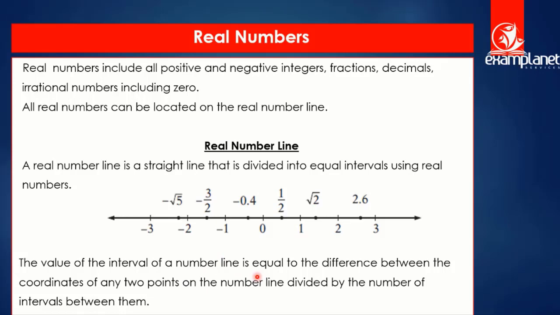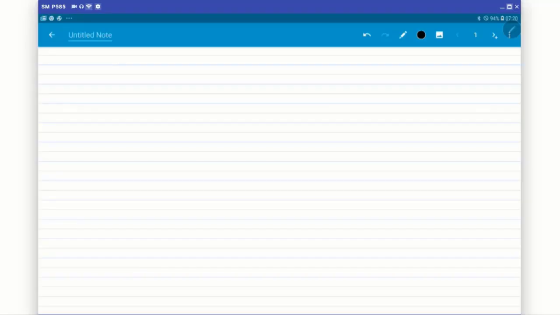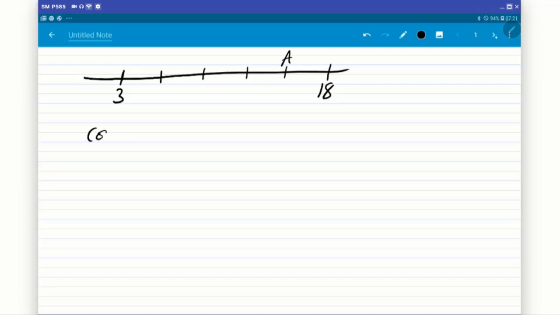Alright, so for example, if I have this number line, we have 3, 1, 2, 3. So maybe I have 18 here. And the question is asking me to find the coordinate of point A. As it is, I may not be able to know the interval of this number line straight away. Now, what can I do?